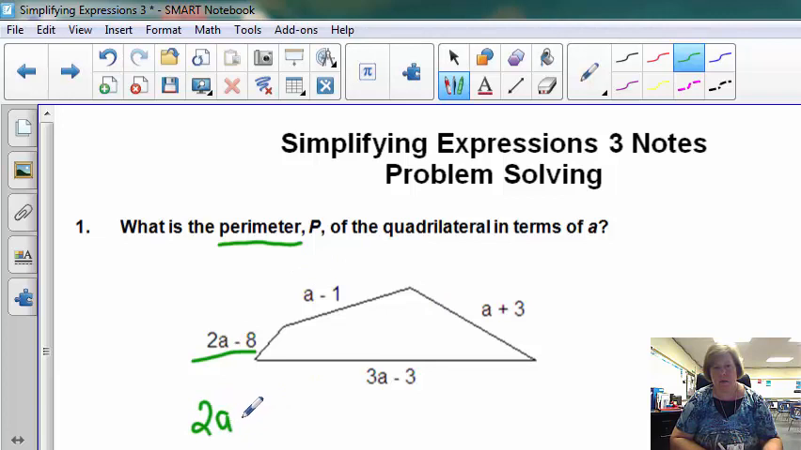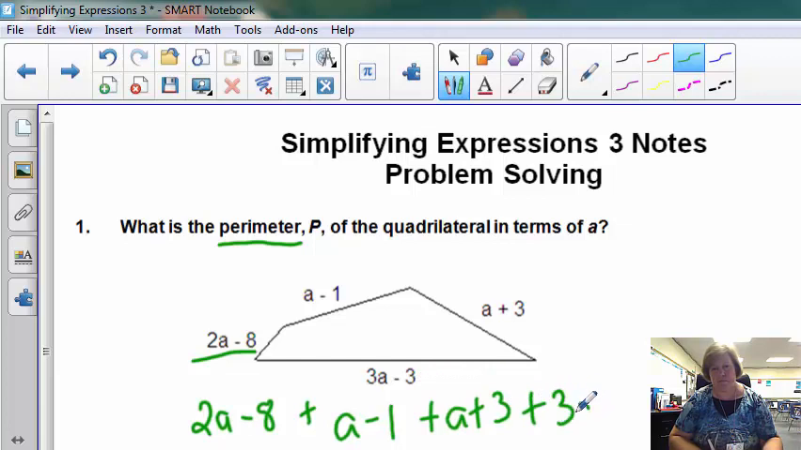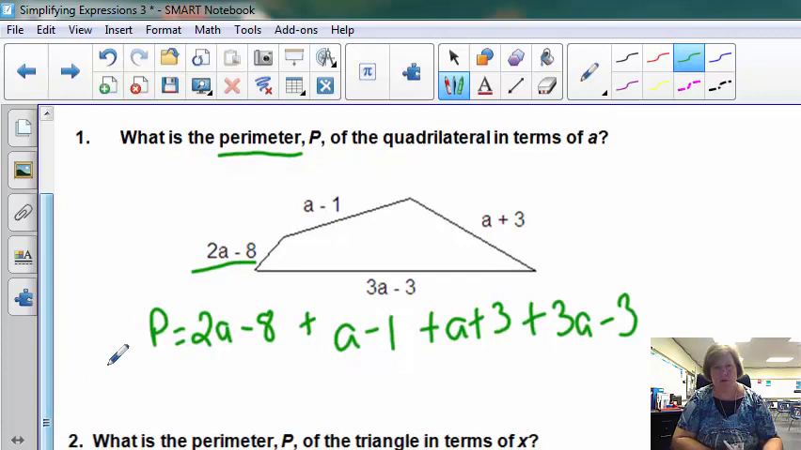2A minus 8, that's my first side, plus A minus 1 plus A plus 3 plus 3A minus 3. Okay. So that's the situation. What is the perimeter P of the quadrilateral in terms of A? So now we have P equals. Alright, let me scroll up just a little bit so we can get a little more space there.